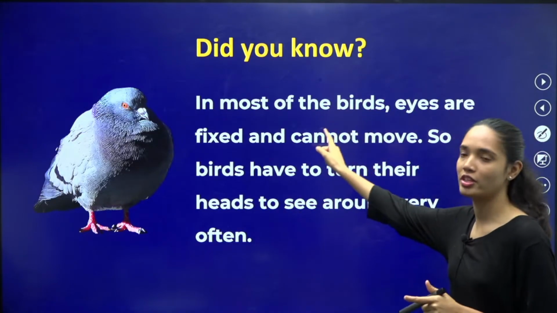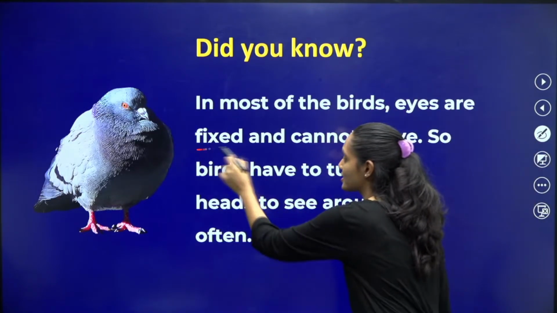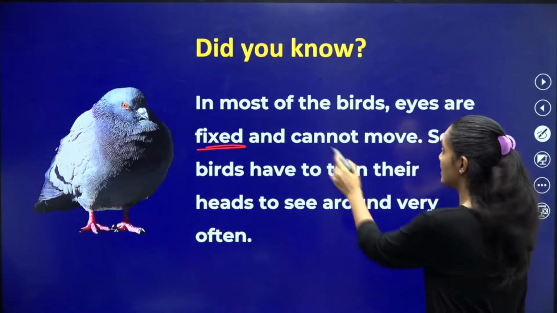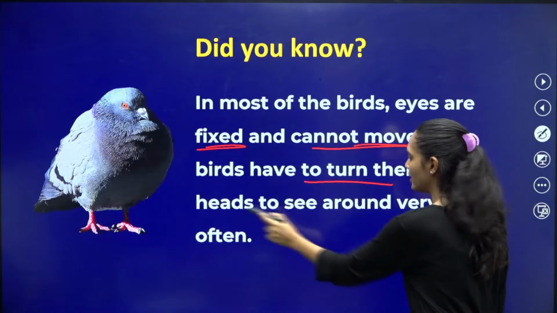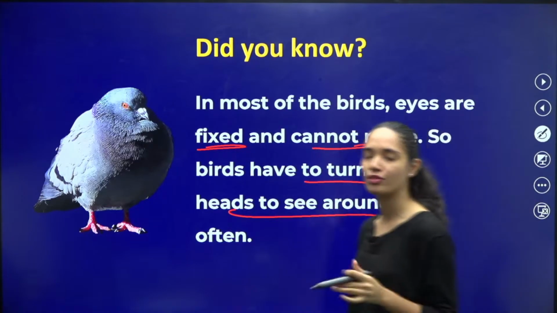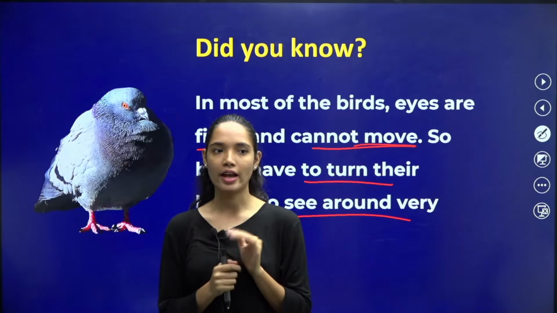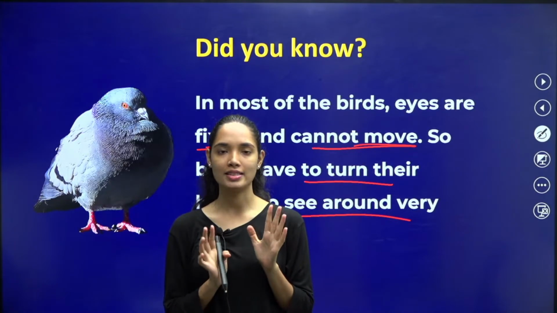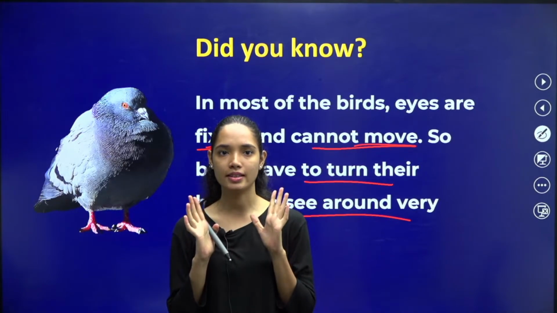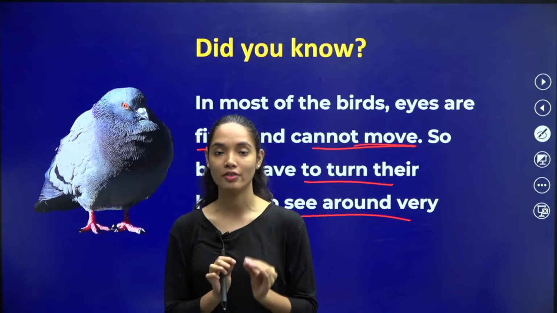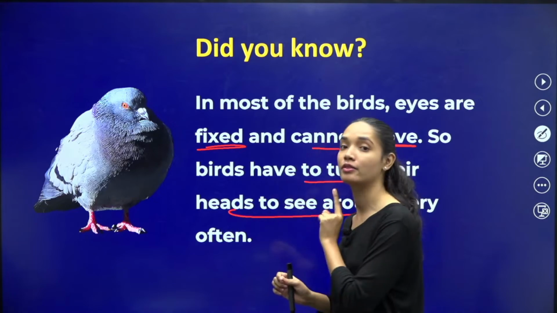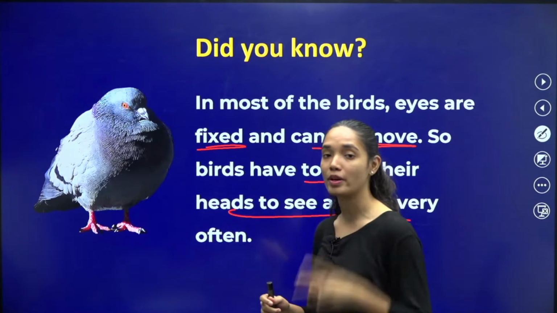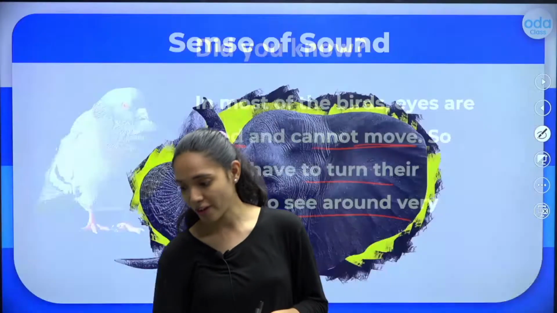So students, with this note, I have one more amazing fact for you. In most of the birds, eyes are fixed and they cannot move. So birds have to turn their heads to see around often. For example, I am standing here, I can still move my eye. You can see there is no movement in head, isn't it? But in case of birds, it's not the same. So birds have to turn their head to see what's happening around because their eyes are fixed.